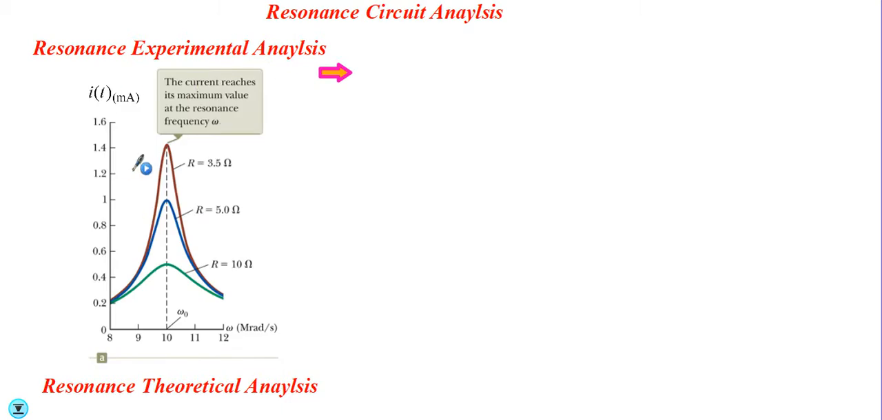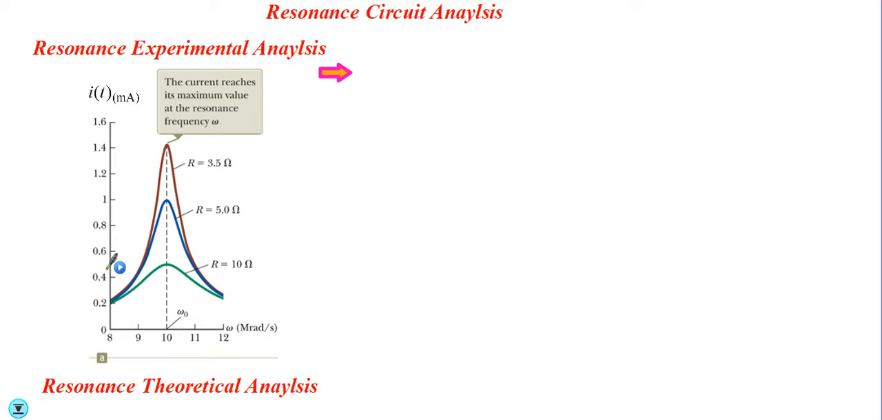Our continuation of the lesson is going to be about resonance circuit analysis. We're going to study it in two methods: resonance experimental analysis and resonance theoretical analysis. And using these two methods, we're going to find out what is resonance. First of all, we're going to study this curve, and we have the current versus the proper frequency.